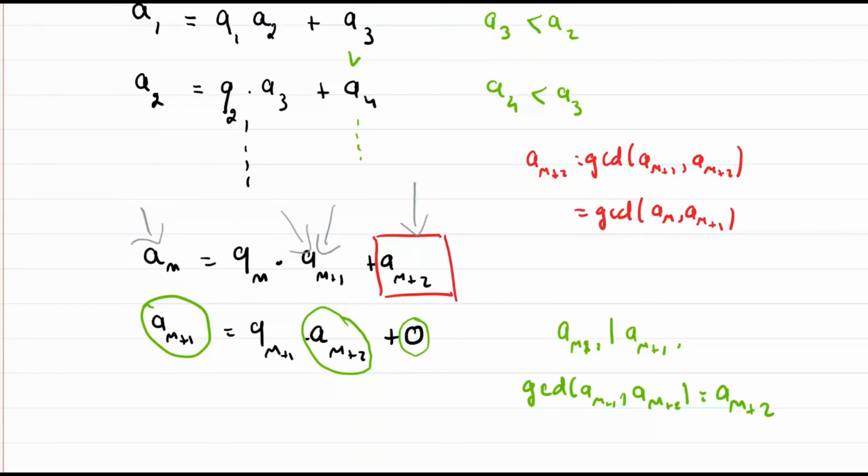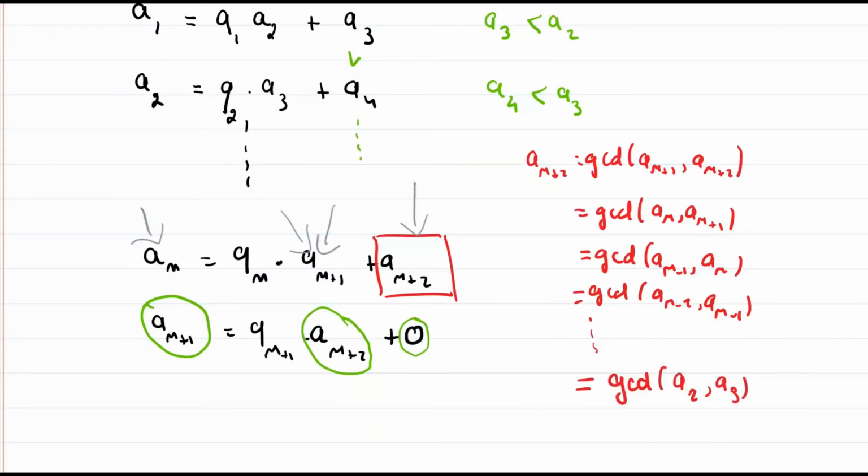And by induction, with the same argument, this is the same as the greatest common divisor of a_(n-1) and a_n, which is the same as the greatest common divisor of a_(n-2) and a_(n-1). And by induction, I go back to the top. So a_(n+2) is the same as the greatest common divisor of a_1 and a_2, which are the two numbers we started with. So that's all. This is the Euclidean algorithm.